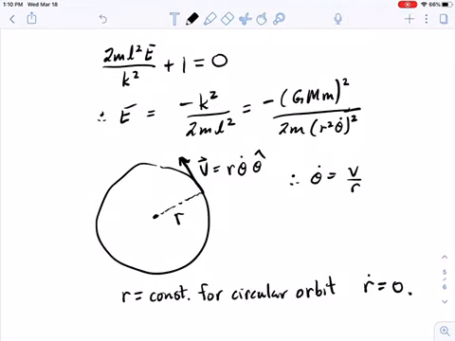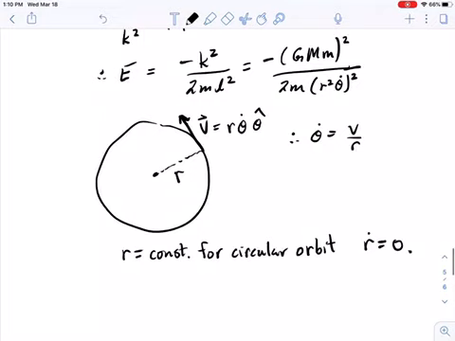Okay, so let's do that. Then what are we going to get? Our energy is going to be equal to minus G M m squared over 2m. And then we have r squared times theta dot, but theta dot is v over r, so we end up with r times v squared, so we get r squared v squared.